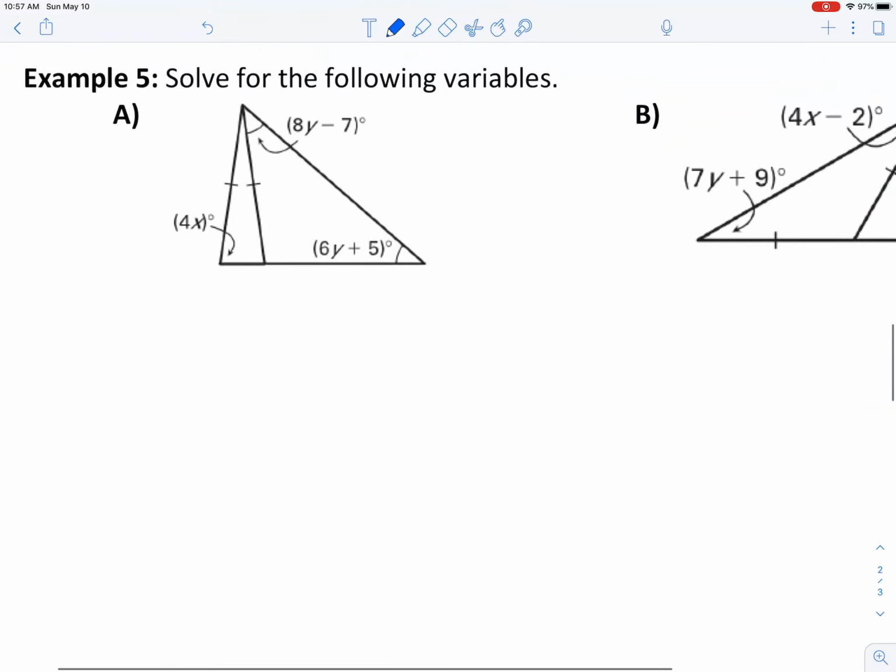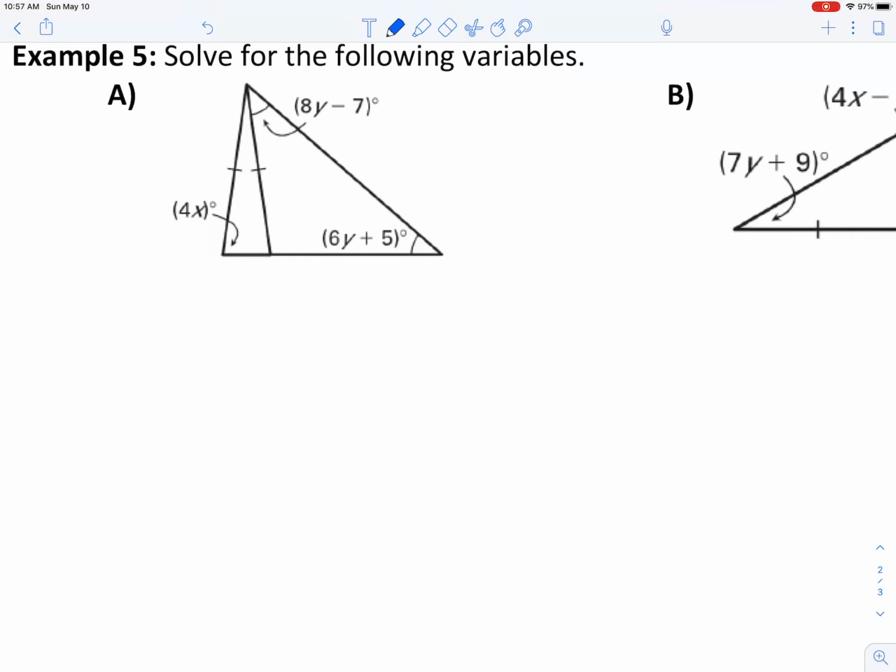Okay, let's go to example 5. Solve for the following variables. Letter A here. All right, so I'm going to take a moment and I'm going to look at this. The first thing that I'm seeing is that this angle and this angle are the same. So, since this first angle here is 8y minus 7, that's the same as the second angle, 6y plus 5. Okay, so I can set those two equal to each other because they're marked the same.